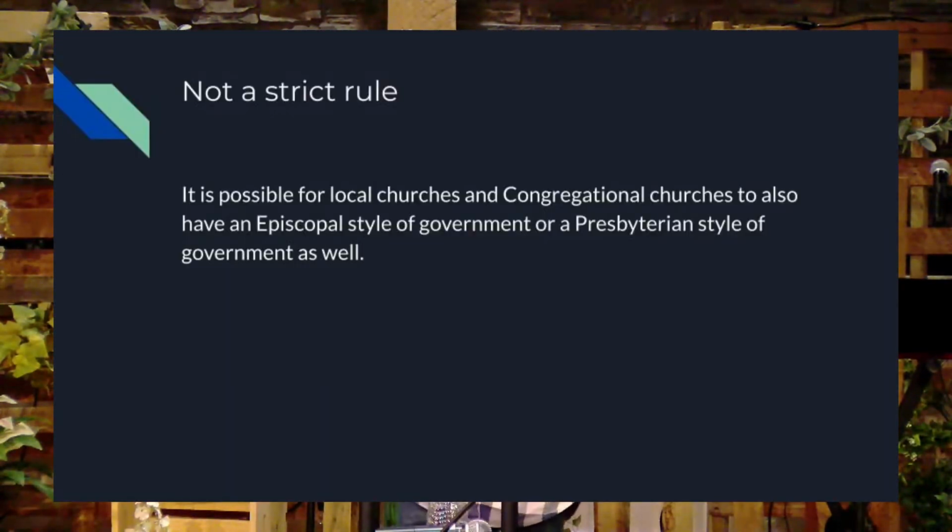I want to say this: it is not a strict rule. That is, there can be overlap in all of these styles. You can have a church that's both congregational and Presbyterian, a church that's both congregational and Episcopalian. So it is possible for local churches and congregational churches to also have an Episcopal style of government or a Presbyterian style of government as well. For example, if you have a single church that's run by one person, like the senior pastor has all the power and all the decision-making process, that's an Episcopalian style, of course. Or a Presbyterian style is you have a church board of elders that oversee the entire church. Well, that's a Presbyterian style of congregational church, so you can absolutely see overlap there as well.